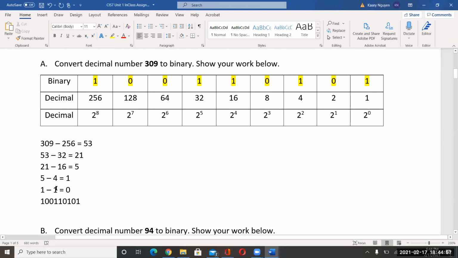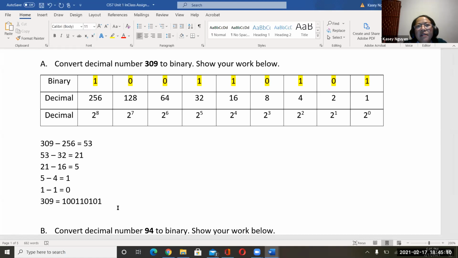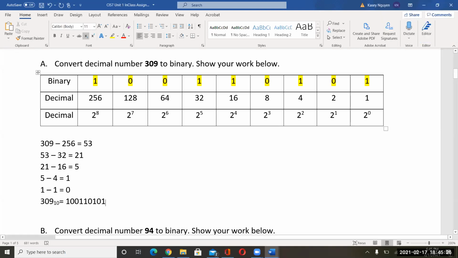Question. You want us to show all that work right there, where it's like 309 minus 256? You want us to show all that, or can we just use the chart up here? Oh, you can use the chart. You don't have to. I do that so you can follow. Okay, thank you. And if you wanted to be exact, we would put the little base number. So we said that's a decimal and this is a base 2.